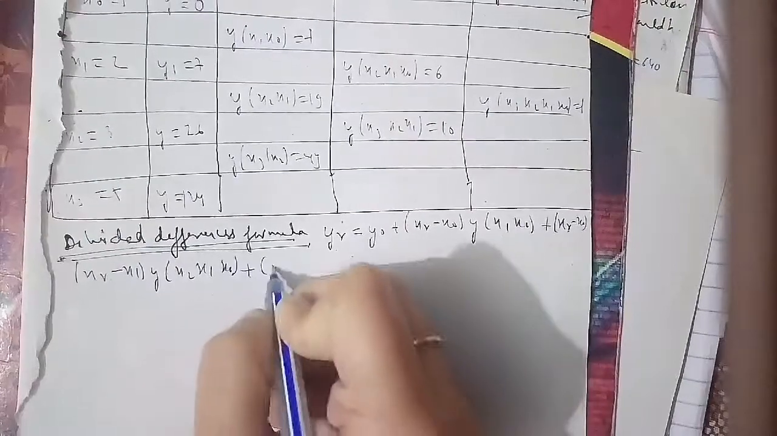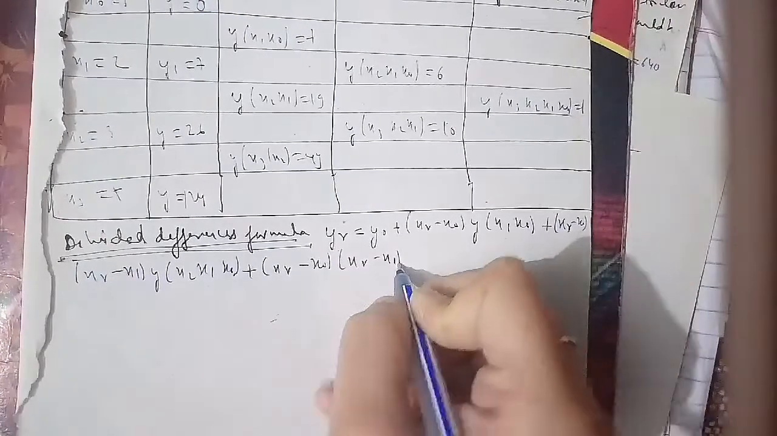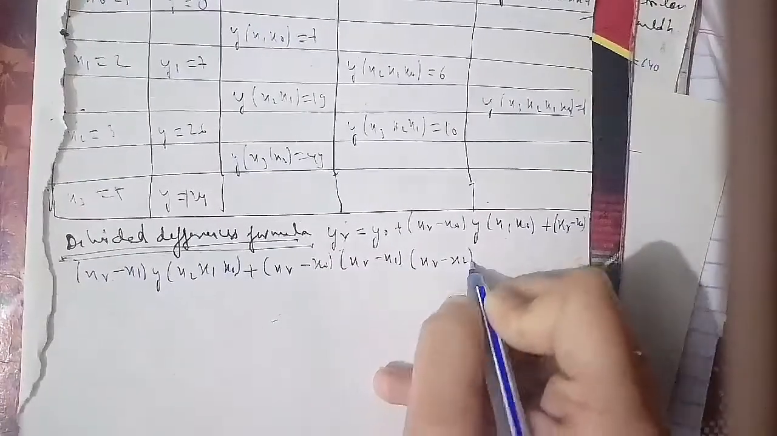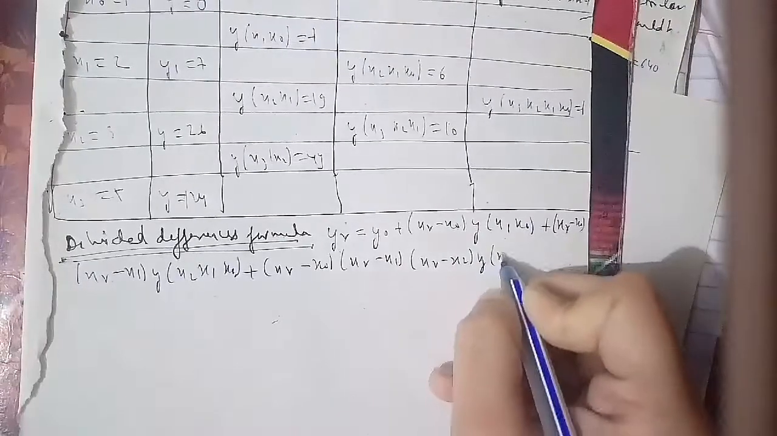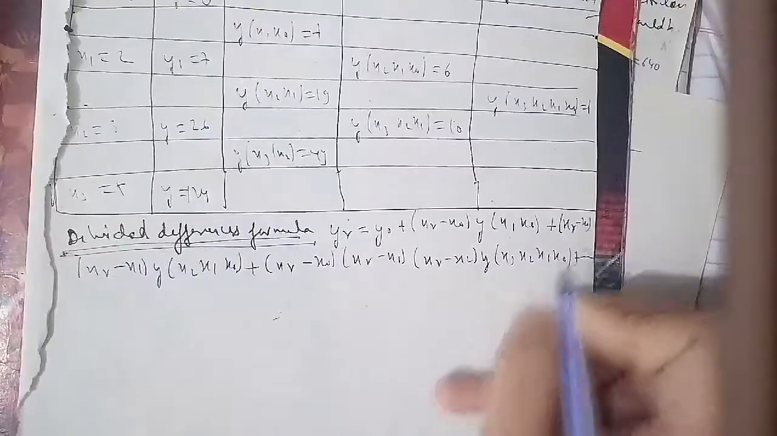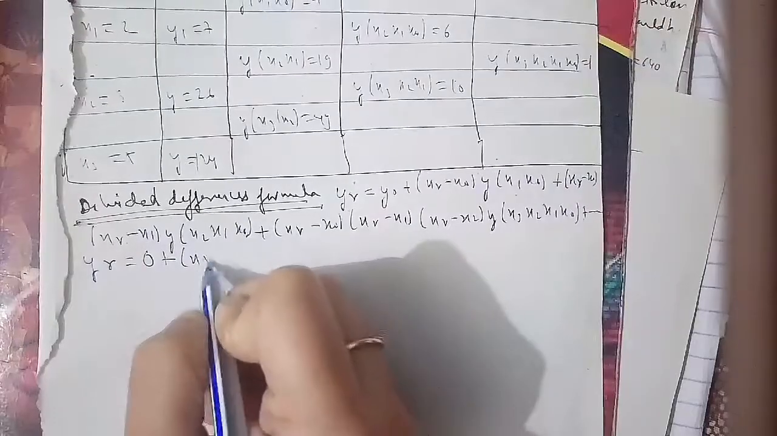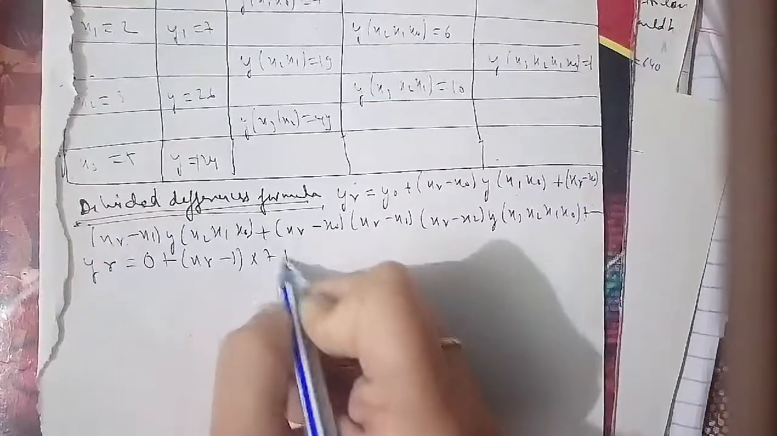Now we'll put in the values and implement it. yr equals 0 plus xr minus 1 multiplied by 7 plus xr minus 1, xr minus 2 into 6 plus xr minus 1, xr minus 2, and xr minus 3 into 1, which equals xr cube minus 1. That has been the formula, and we put in the values for the same.